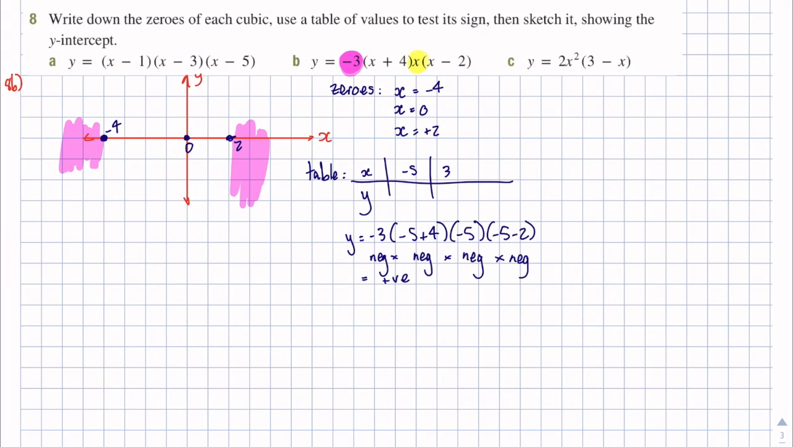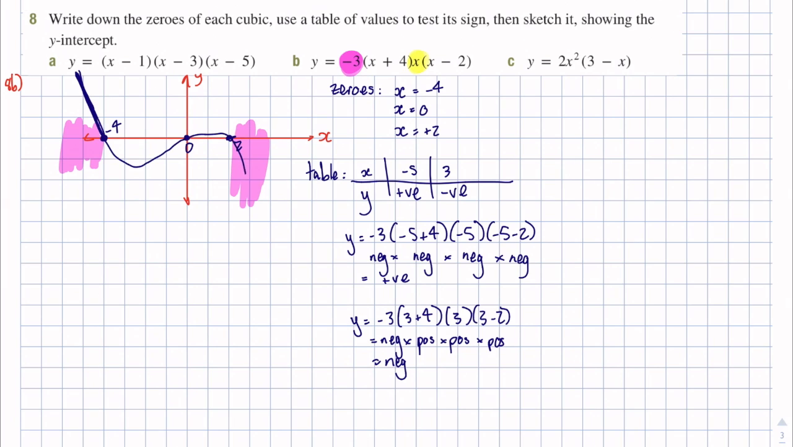Oh, that's a turn up for the books. So we know up here, which is a positive. So yeah, sorry, that's not a turn up for the books. That's what I was expecting. Means we're starting up here. Now we could double check that with our x equals 3, so we've got -3 out of 3 plus 4, 3, 3, take 2. So we've got a negative times a positive times a positive times a positive, which gives us a negative. So yeah, it's going to go like that, back down into the negative area.